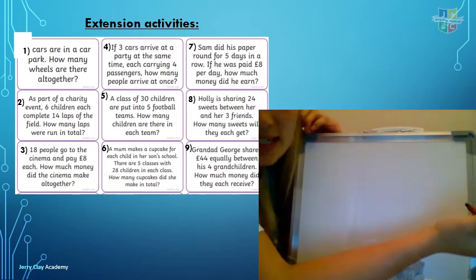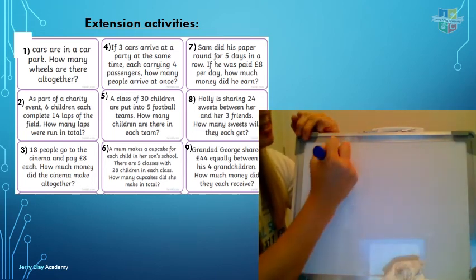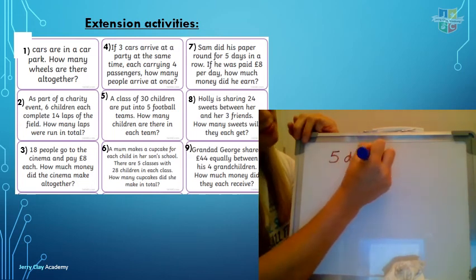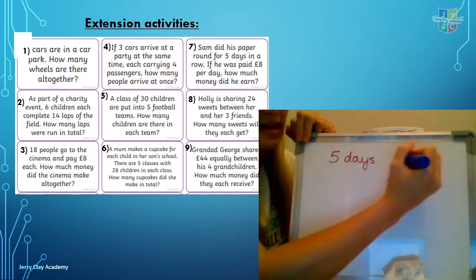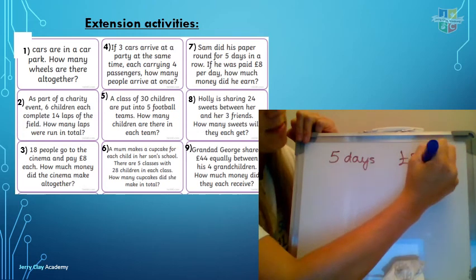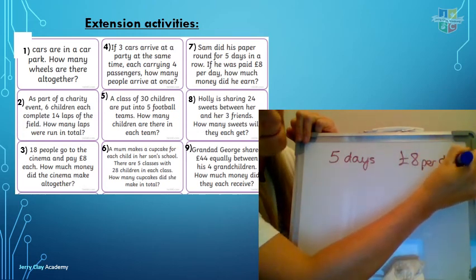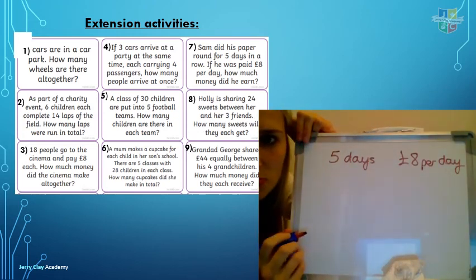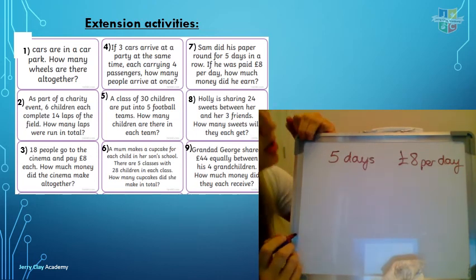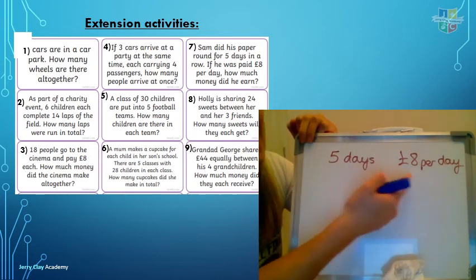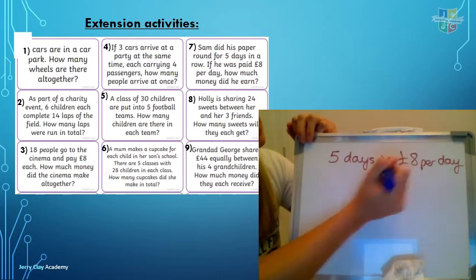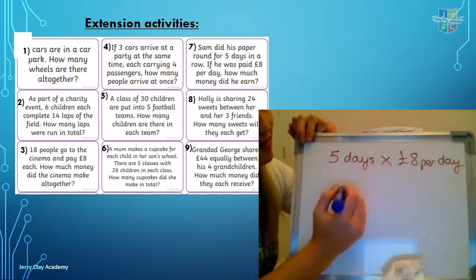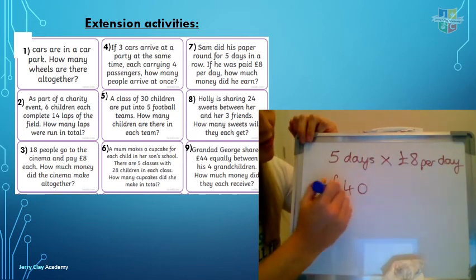Question 7, Sam did his paper round for 5 days in a row. If he was paid £8 per day, how much money did he earn? So if he does it for 5 days at £8 per day, we should have multiplied those 2 together to find that your answer should have been £40.